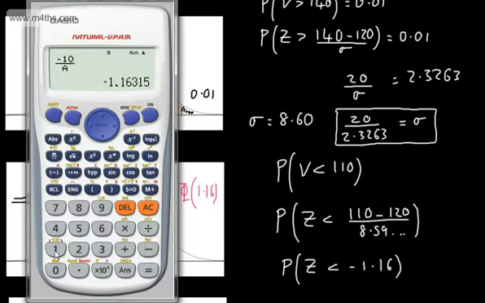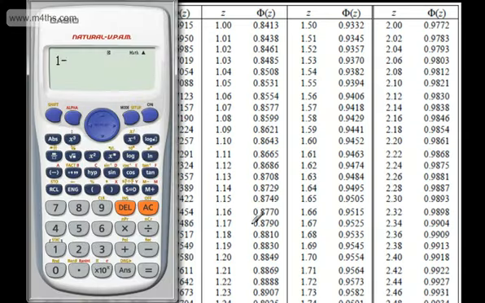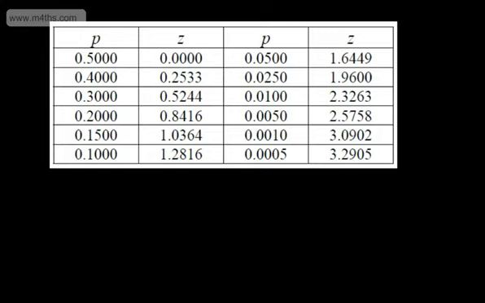So let's put it in the calculator. 1 minus, and all we've got to do is find phi of 1.16. So 1.16, where are we? Just here. So we've got 0.8770, and this will give us this value. What we can now say is that it is going to be 0.123. Okay, so let's put that there.